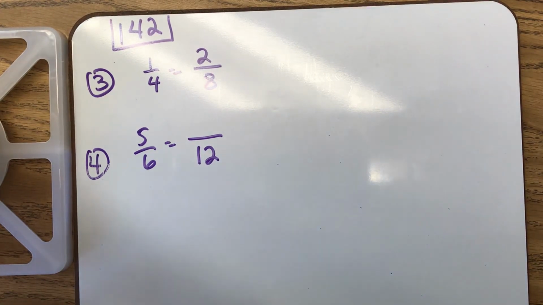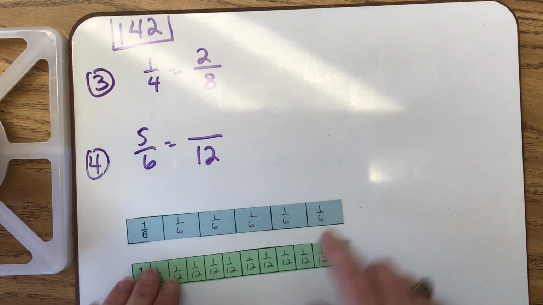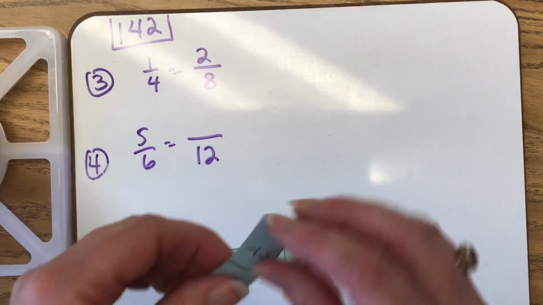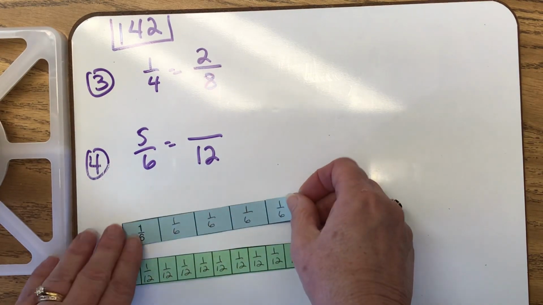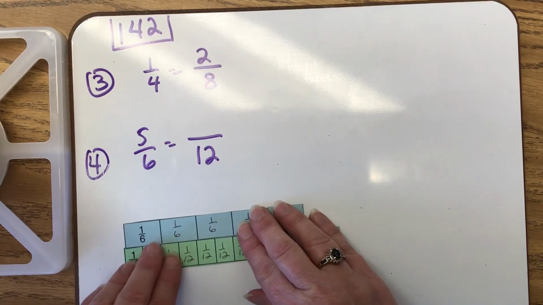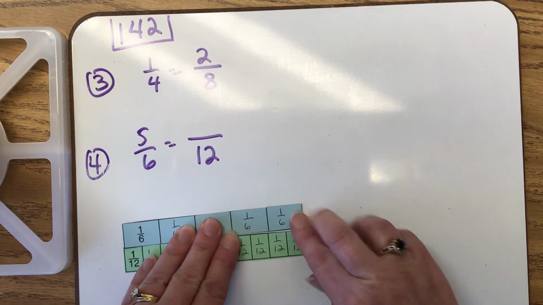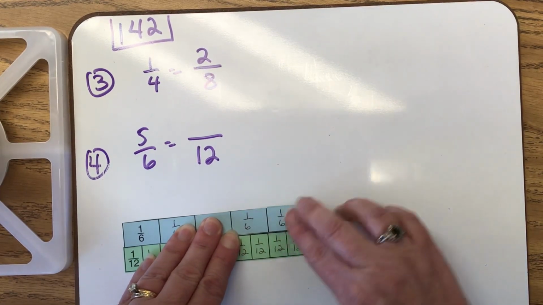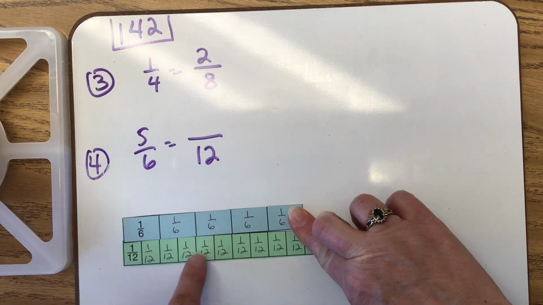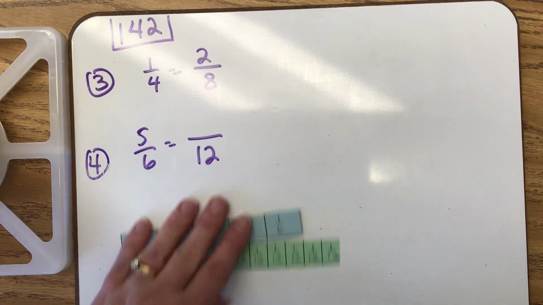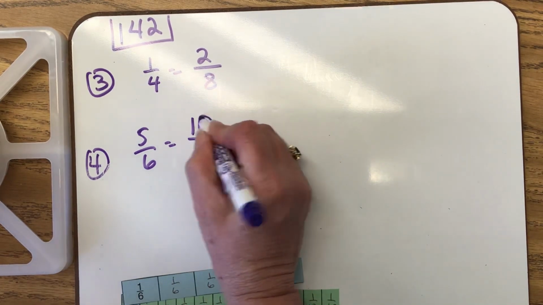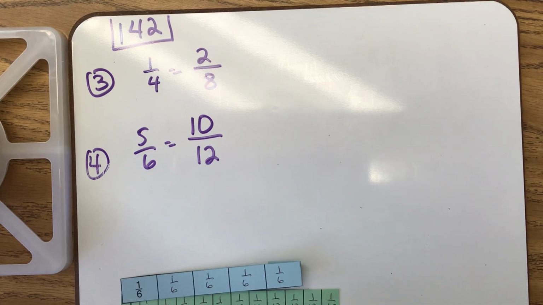So I'm going to get out my sixths and my twelfths. Okay, so I need 5/6. I'm going to fold one back so that I only have 5/6 showing. And I'm going to line that up with my twelfths. When I line that up, I can see that it lines up evenly right there, and it's 1, 2, 3, 4, 5, 6, 7, 8, 9, 10. 10 twelfths. 5/6 is equivalent to 10 twelfths. And then I'm going to go to 140. I'm going to do a few problems on page 140.